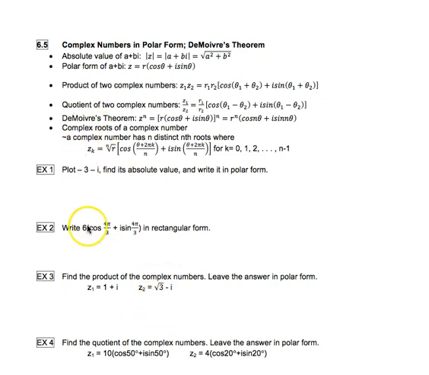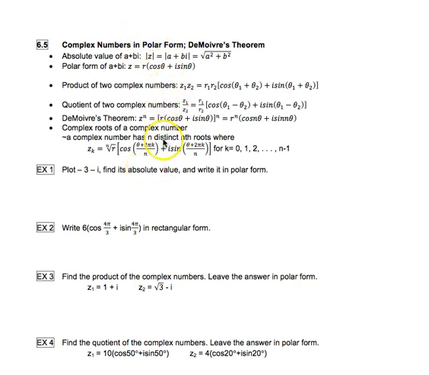All right, today we are covering section 6.5. So we're talking about complex numbers in polar form. And I'm not totally sure, but I think we say this DeMoivre's theorem. So I put all the theorems and formulas up at the top here.